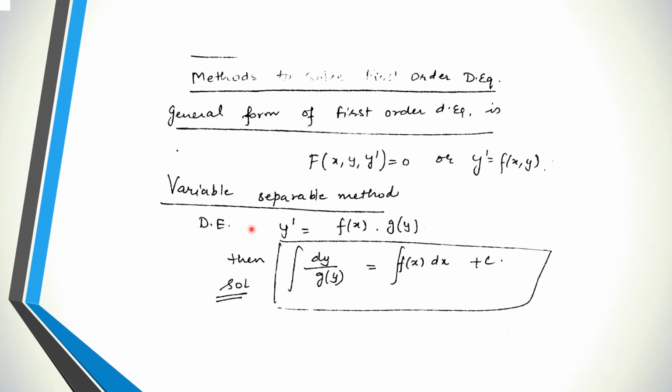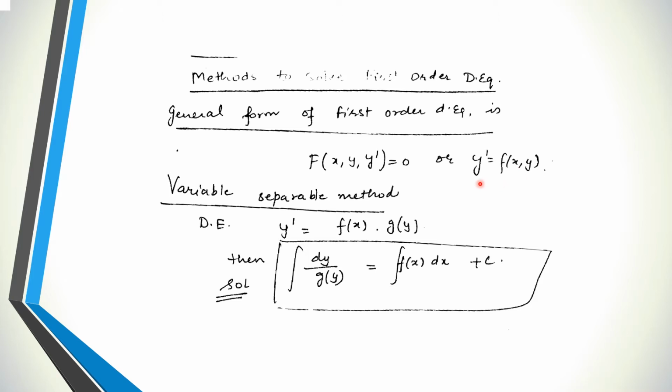So today I'm going to discuss how to solve first order differential equations. The general form of a first order differential equation is this one. Here y dash represents the first order derivative of y with respect to x. X is the independent variable and y is the dependent variable.